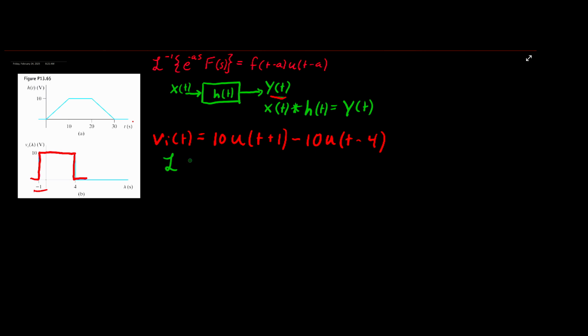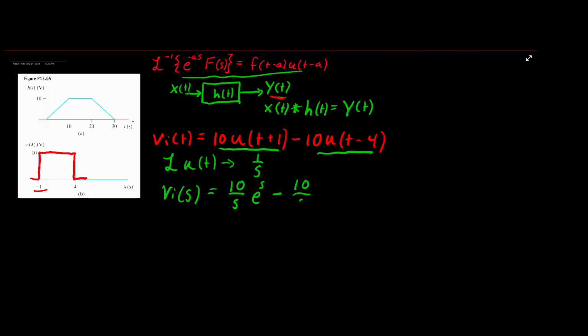domain. The Laplace transform for a normal step function, u(t), is going to be 1 over s, but now that both of these two terms are shifted, we have to apply shift theorem. Based on our shift theorem, we can write the s-domain version of our input as Vi(s) is equal to 10 over s e to the positive s minus 10 over s e to the negative 4s.